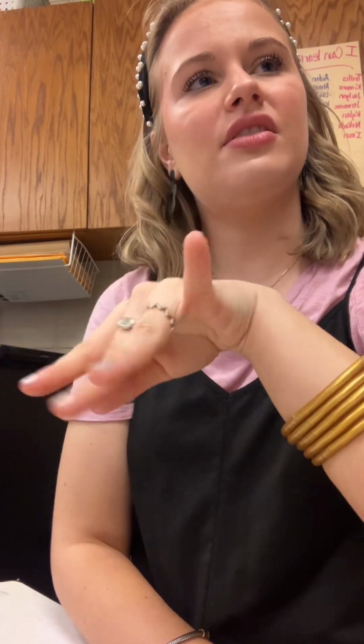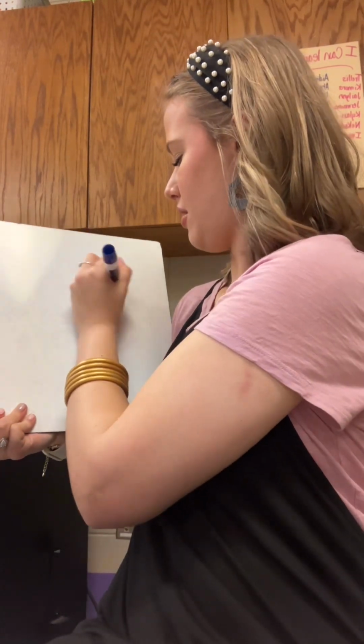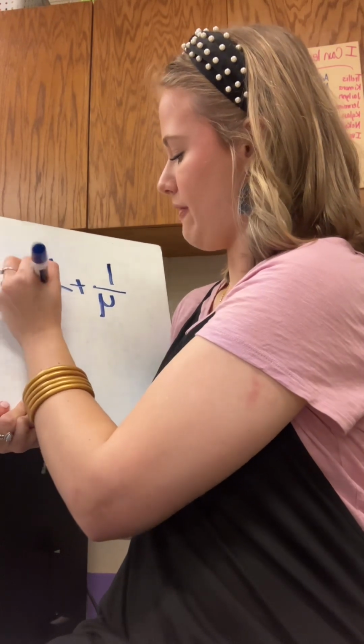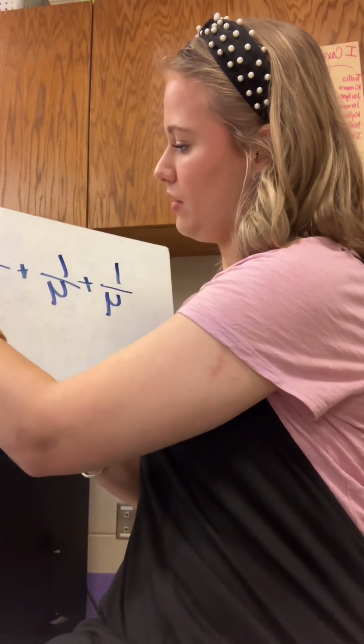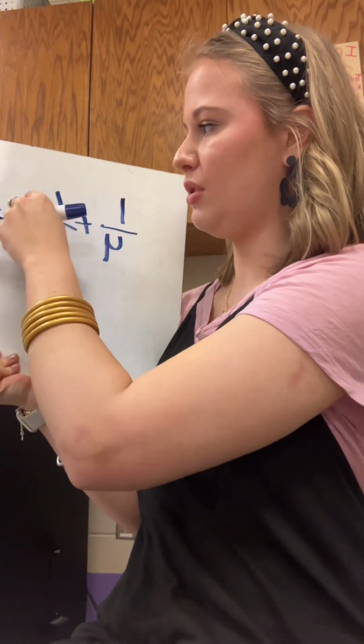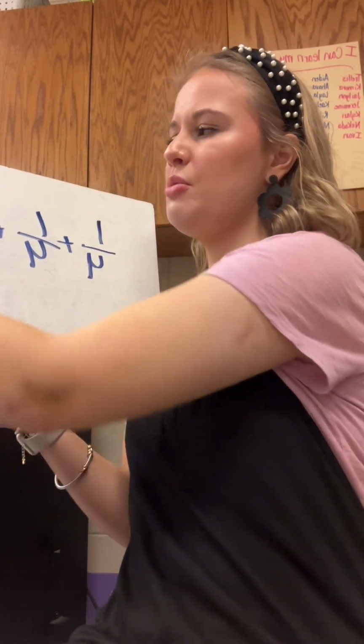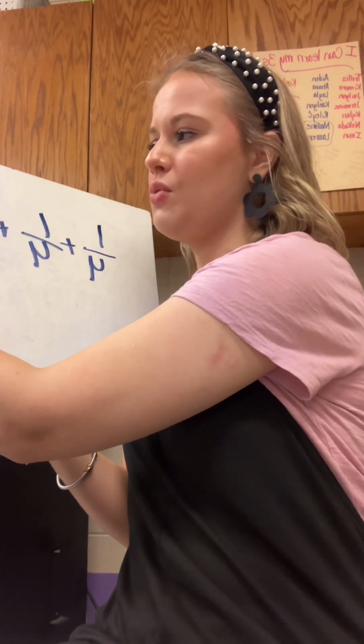So if we were breaking down 1 into fourths, how many fourths would we need? 4, because think of it as addition. If we had fourths, we would add these together. The denominator would stay the same. So what's 1 plus 1 plus 1 plus 1? 4 over 4. So if the numerator is the same as the denominator, it's 1 whole.